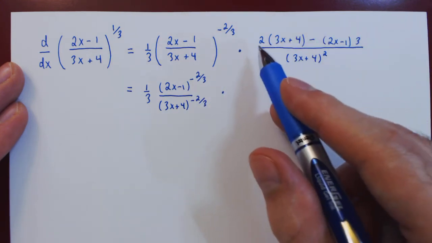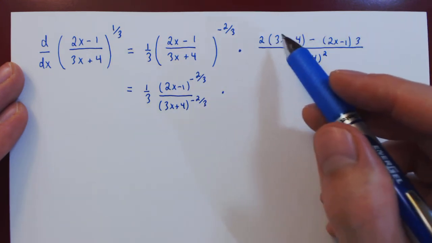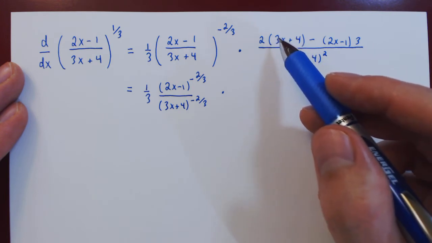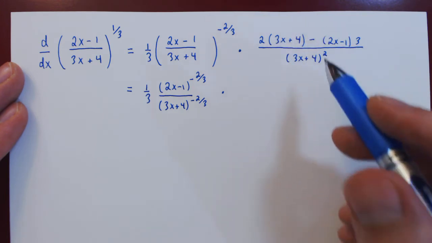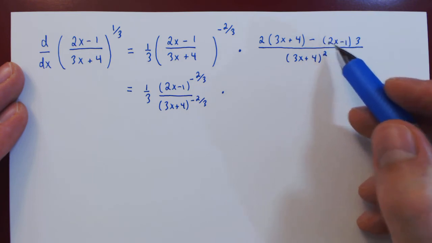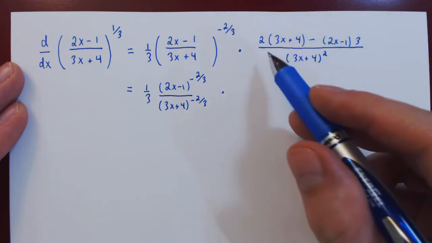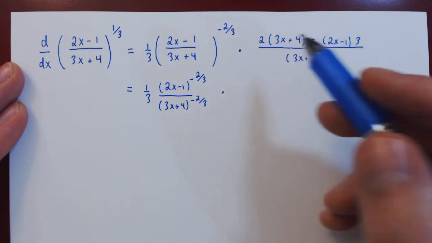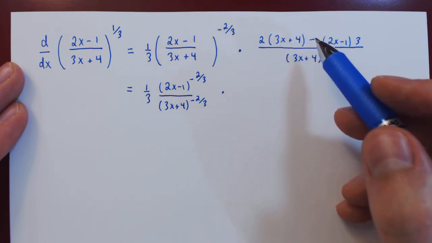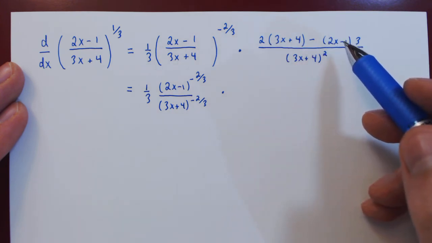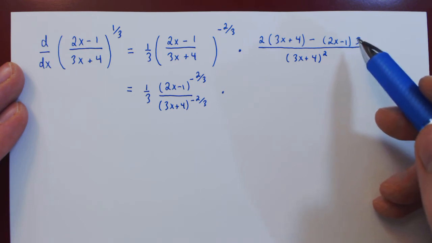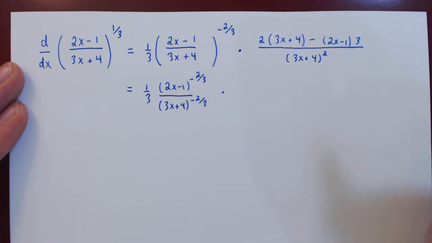Then times, well, let's simplify the numerator. 2 times 3x is 6x. But if you look at the next term, negative 2x times 3 is negative 6x. So those two terms will cancel. Then we're left with positive 8. Then negative times negative 1 times 3, so positive 3. So 8 plus 3 is 11.